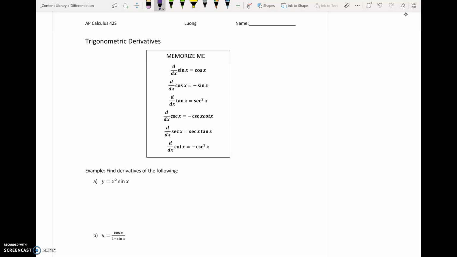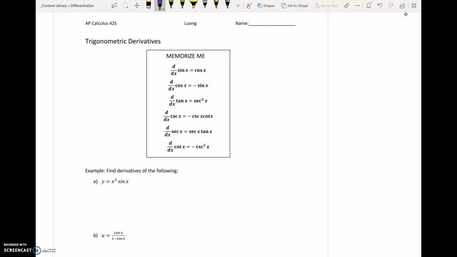These are all the derivatives you would need to know for sine, cos, tan, cosecant, secant, and cotangent. And the best way to really know this for sure is to basically memorize them. Again, hopefully if you do a lot of practice questions, they'll just stick in your head anyway. So I suggest you practice a lot with these types of derivatives and then eventually it'll just stick. So let's do some examples of using some trig derivatives.